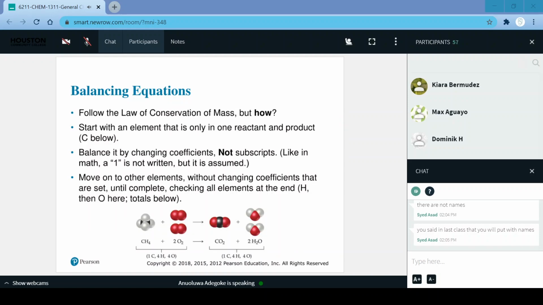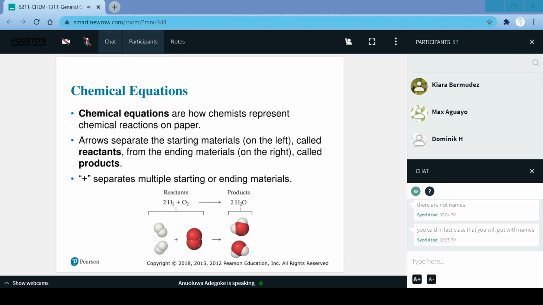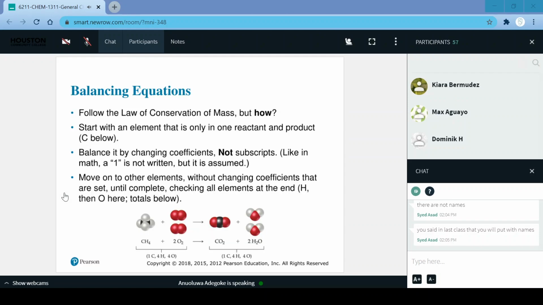All right, so before we go to balancing chemical equations, you may see a triangle like this on some chemical equations. If you see a triangle, it represents that heat is being applied. So these are the reactants and these are the products. All right, so we're going to look at how to balance chemical equations.